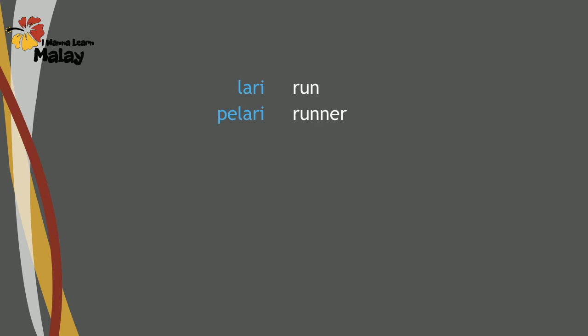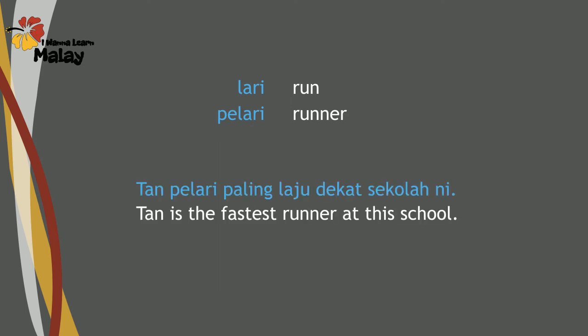The verb lari means to run. For verbs that start with the letter L, we just add pe, per, in front of it to produce pelari, which means runner. Tan pelari paling laju dekat sekolah ni. So that means Tan is the fastest runner at this school.